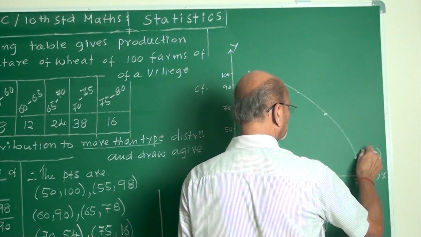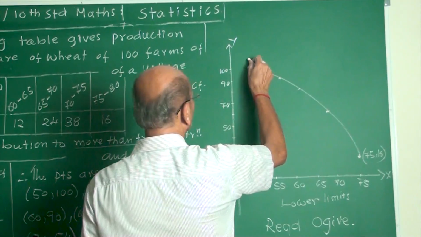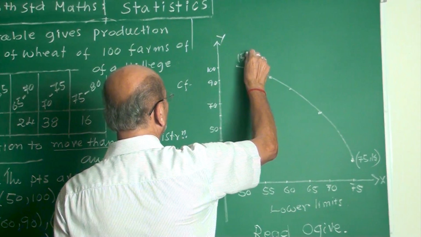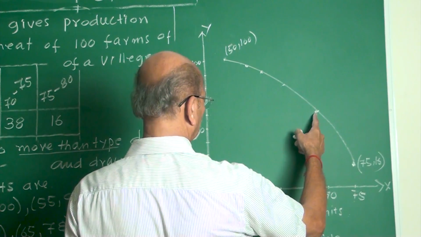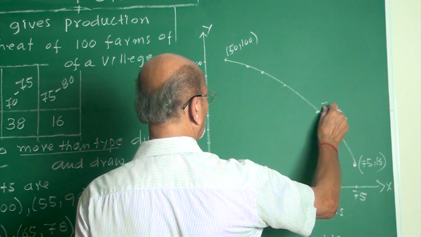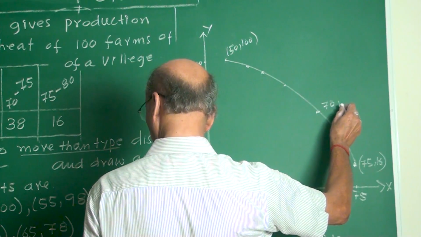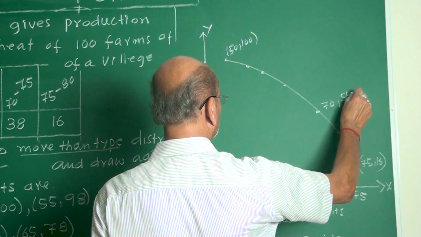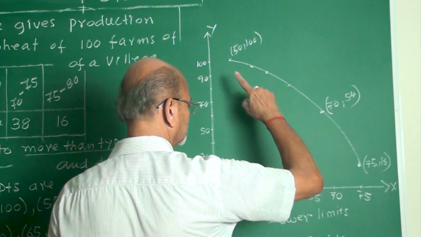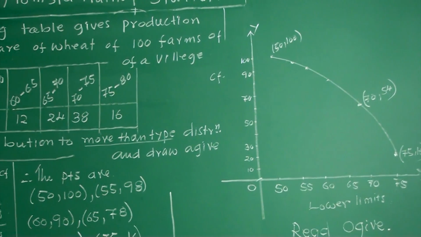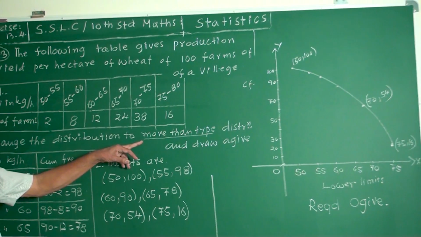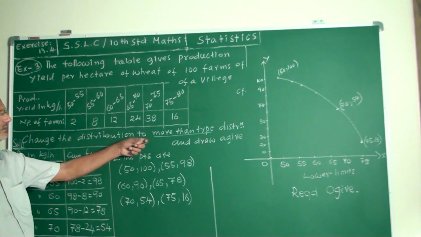This is 50, 100. This one is 70, 54. Like this, my friends. These are the points, and this is the required Ogive. It is the case of the more than type Ogive.